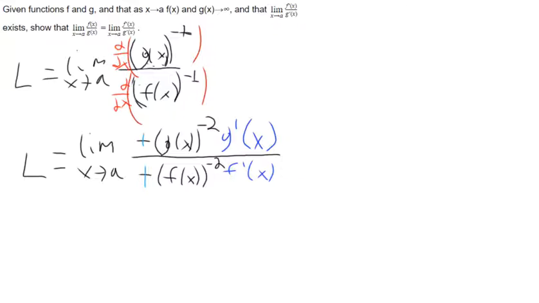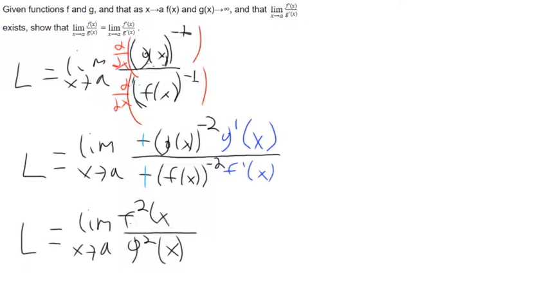Now I'm going to rewrite this a little bit. We have L equal to this limit as x goes to a. I'm going to break this limit apart, since we have the limit of this times this, into the product of two limits. The first part has g of x to the negative 2 power, which is the same thing as g squared of x in the denominator. And f of x raised to the negative 2 power, I can bring up to the numerator, and it becomes f squared of x. And then we still multiply by this part right here.